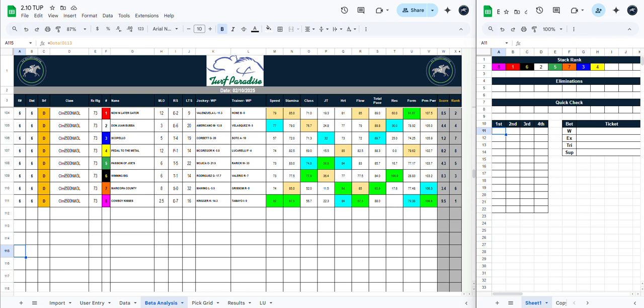Obviously, there's a little less opportunity on this Monday than there would be on, say, a Saturday at Gulfstream with 12 horse fields and that kind of thing. But nevertheless, I think it's a good exercise to go through.